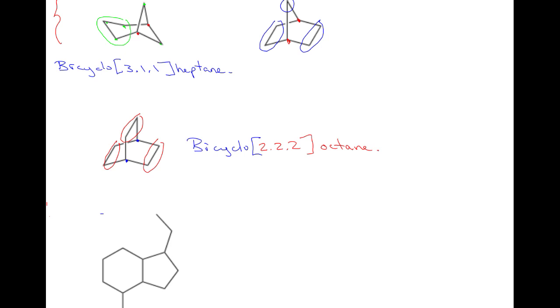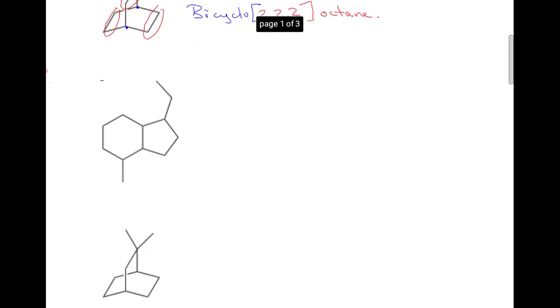Okay, so let's move on to something with some substituents on it. So if I look at this bicyclic compound here, again, I'm going to start by identifying the bridgehead carbon. So I have a bridgehead carbon here, I have a bridgehead carbon here. Those are the carbons where the rings are fused together, or stuck together, if you will. Now I'm going to look for the bridges.